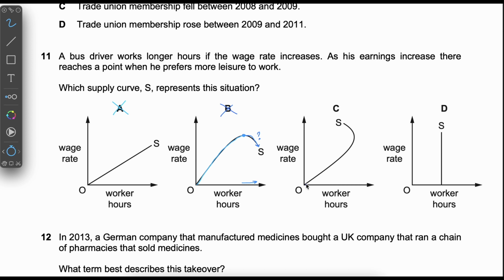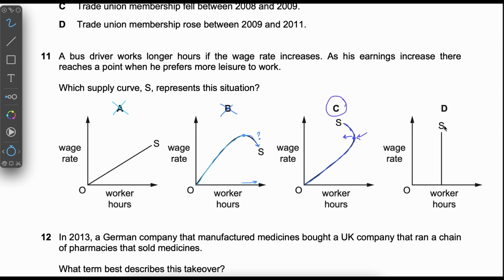Okay, question C, same situation. As his wage rate increases, he works longer hours. We're getting to a point over here where his wage rate is still increasing, but his working hours are decreasing. Okay, this one matches. As his earnings increase, there reaches a point where he prefers more leisure to work, i.e. he's working fewer hours. So that's the point, that as his wages are increasing past that point, he's working fewer hours. Our answer is C.